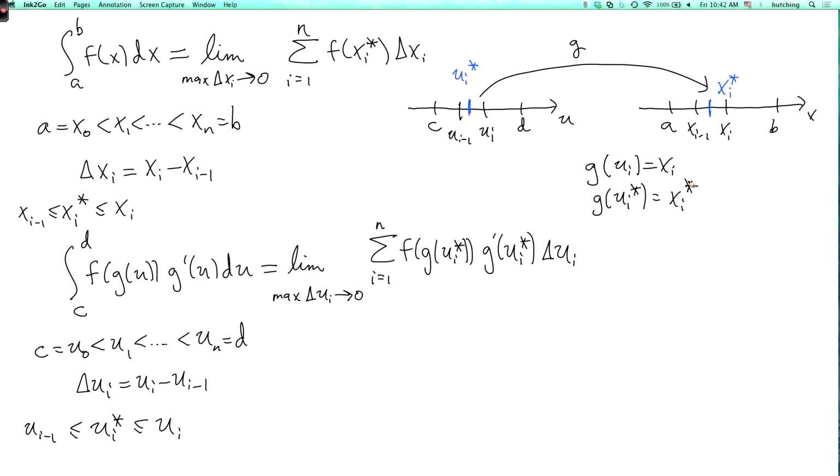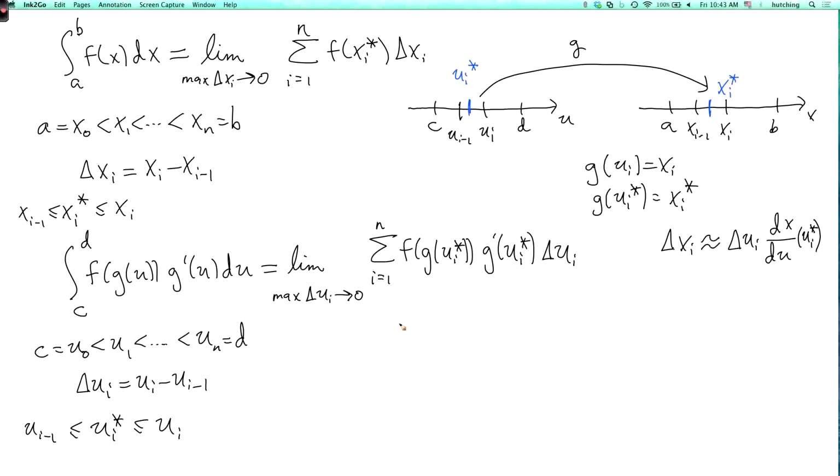And then we have to think, well, how does delta xi relate to delta ui? Okay, so, well, that's given by this stretch factor. So delta xi is approximately delta ui times the derivative dx du. And where am I going to evaluate it? Well, I might as well evaluate it at a sample point in this interval.